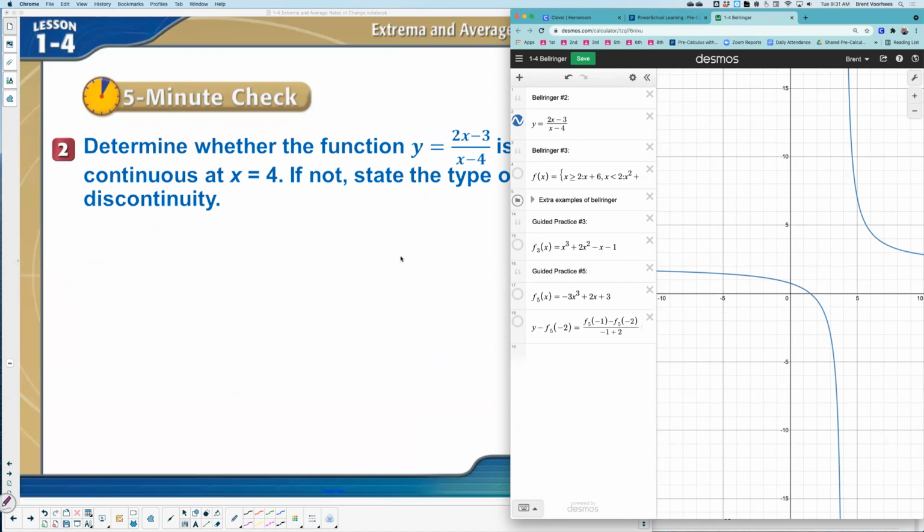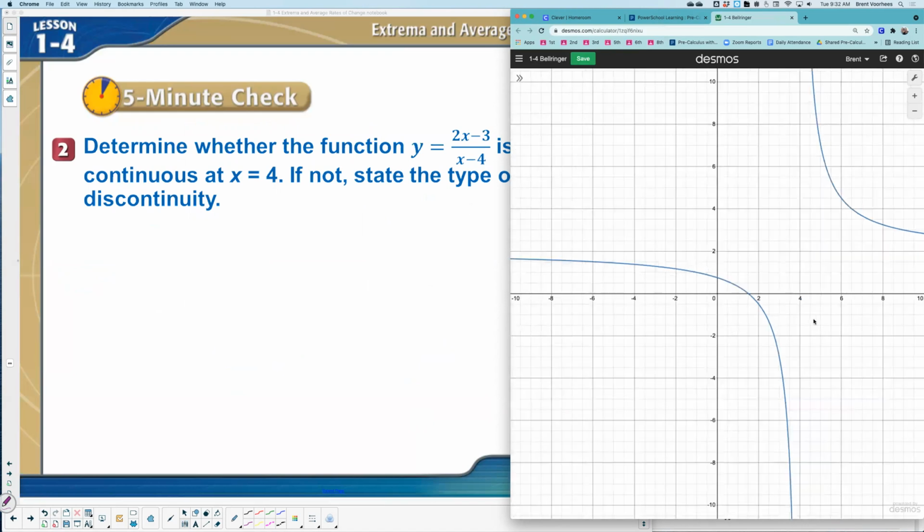So I'm going to do a countdown. I'll let you look first. So you're looking at an x value of 4. At 4, is this graph consistently one piece going across 4, or is it broken apart? 5, 4, 3, 2, 1. Discontinuous or broken. Now, if it's broken, what type of break is it?